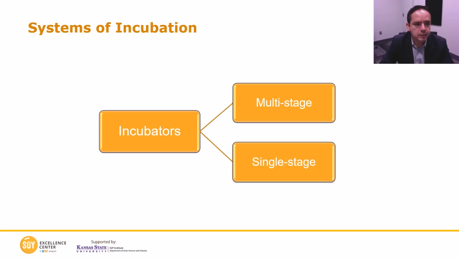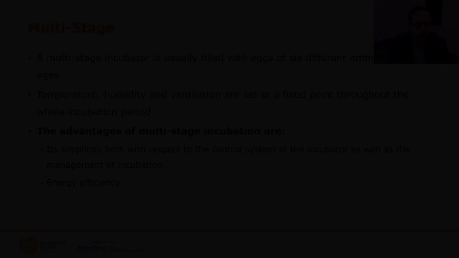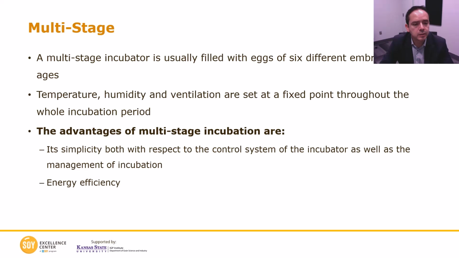So now let's discuss some incubation systems. We are going to have two types of incubators: a multi-stage and a single stage. A multi-stage incubator is usually filled with eggs of 6 different embryonic ages, and temperature, humidity, and ventilation are set at a fixed point throughout the whole incubation period.